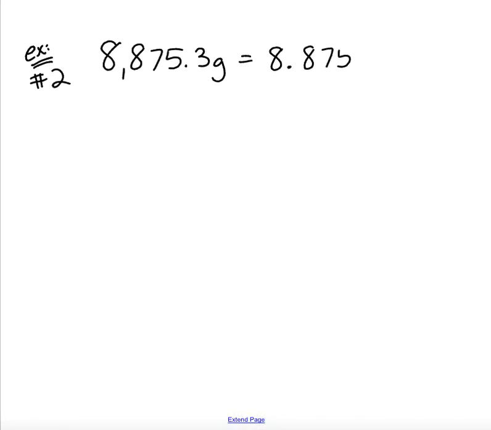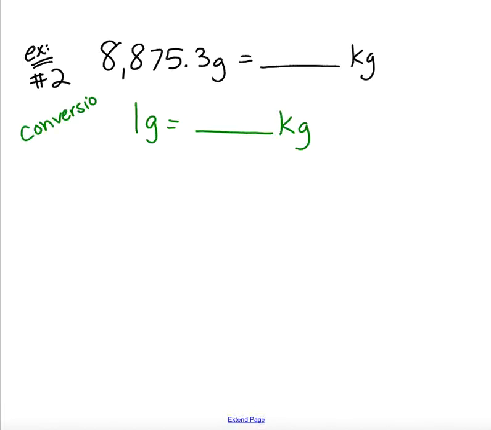All right, let's take a look at the second problem. For the second problem, we're starting in a similar fashion. I have 8,875.3 grams, and I'm going to try and see how many kilograms that is equal to. So I start with my conversion factor. I have 1 gram is equal to how many kilograms? I'm going to use my chart. Again, I'm given the base unit, so I'm using my bottom row of numbers. For kilo, it says 0.001 or 1,000th.